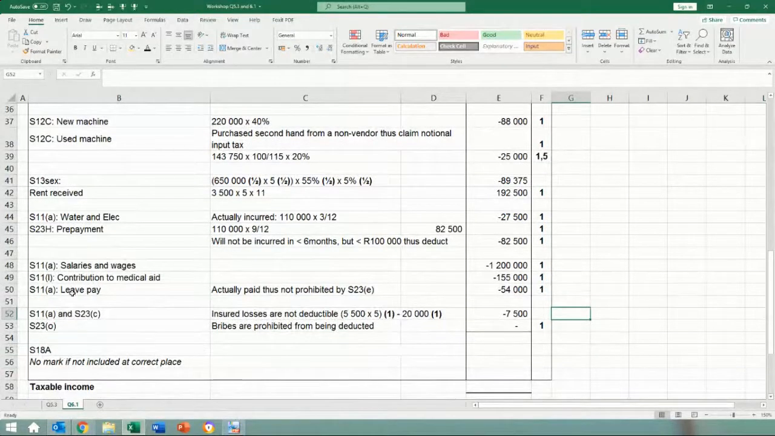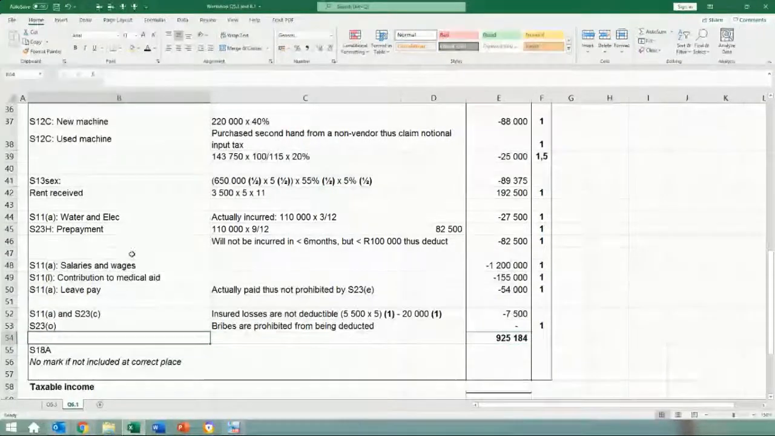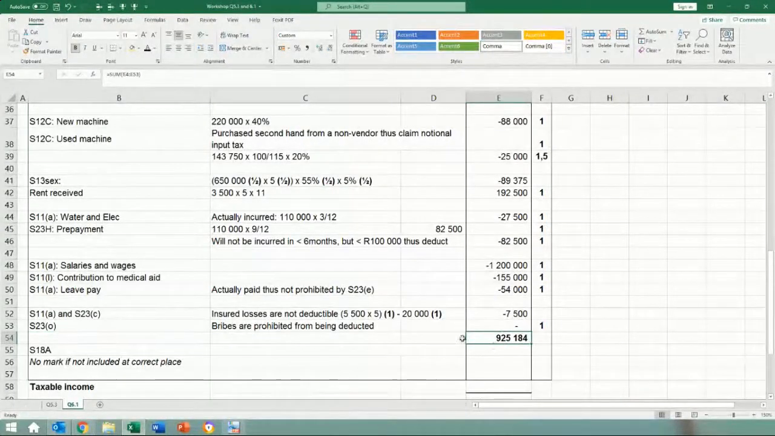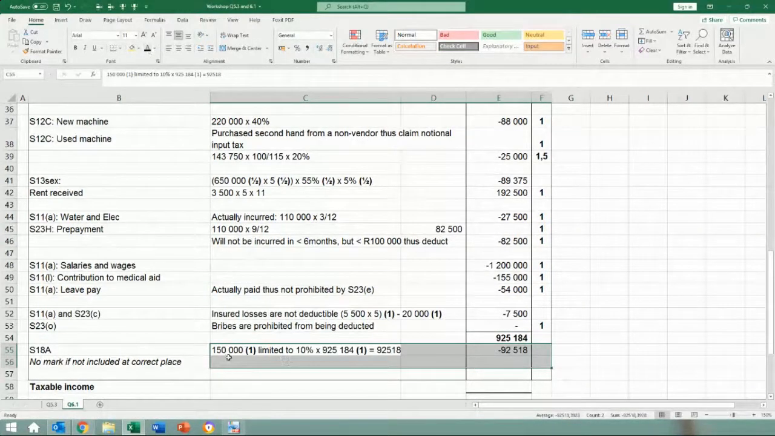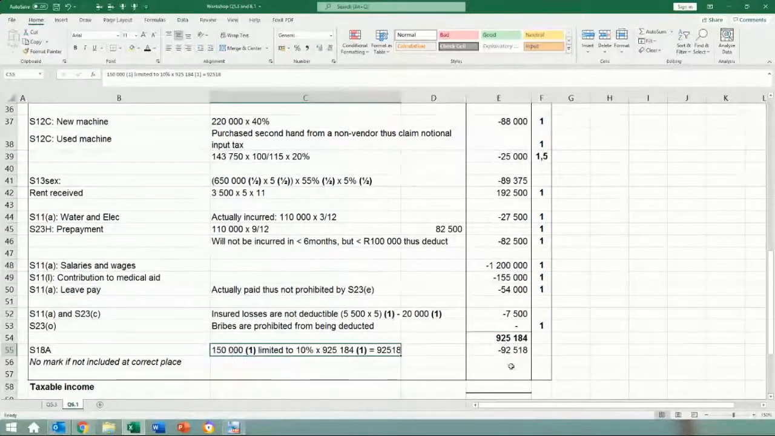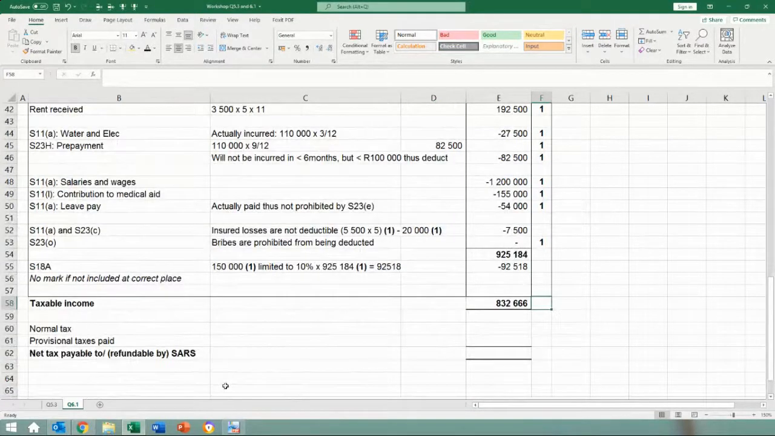Now we said you first have to do all of the expenses before you can do section 18A. So now you sum up to get the subtotal for the amounts. And then section 18A is limited to 10%. So we take the 150,000. If we work out the limit, it's 92,518, which is 10% of that, which is less than the 150,000. So we will only be allowed to deduct the 92,518. And then we work out the taxable income by adding those 2 amounts.